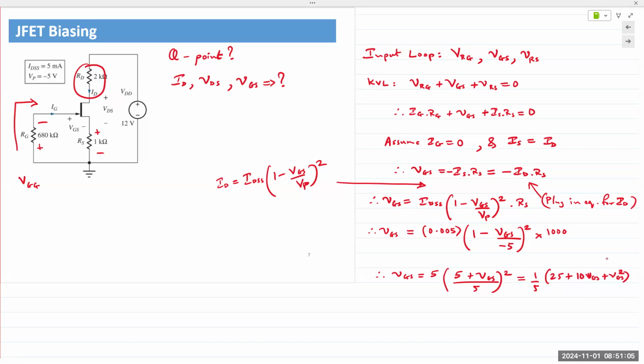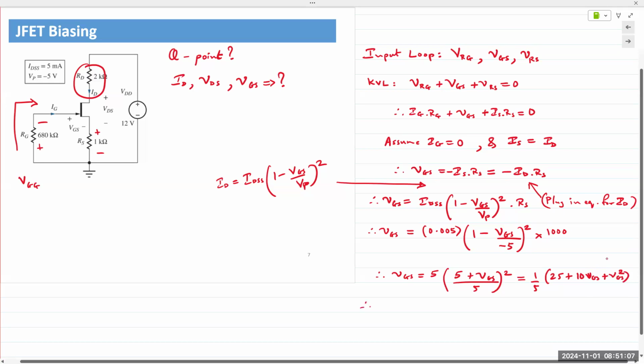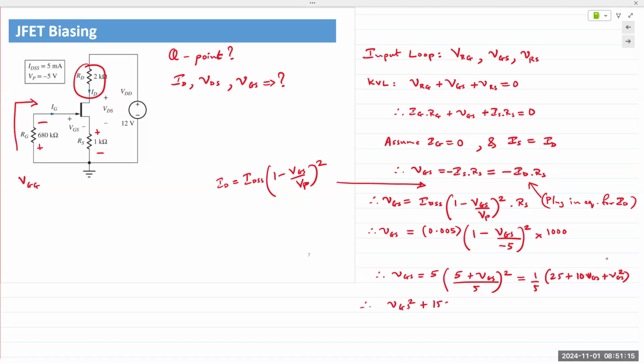Okay. Rearrange the terms and you obtain VGS square plus 15 VGS plus 25 is equal to 0. Plug this into your calculators, obtain the roots of this expression, and you obtain two values for VGS.